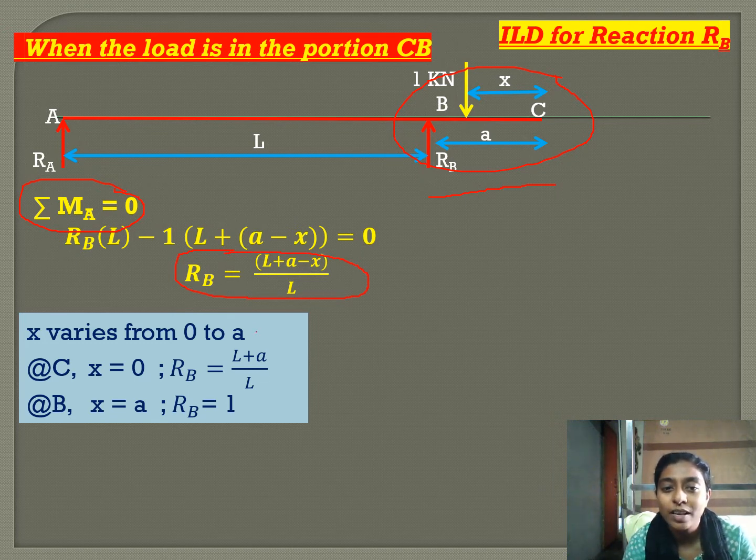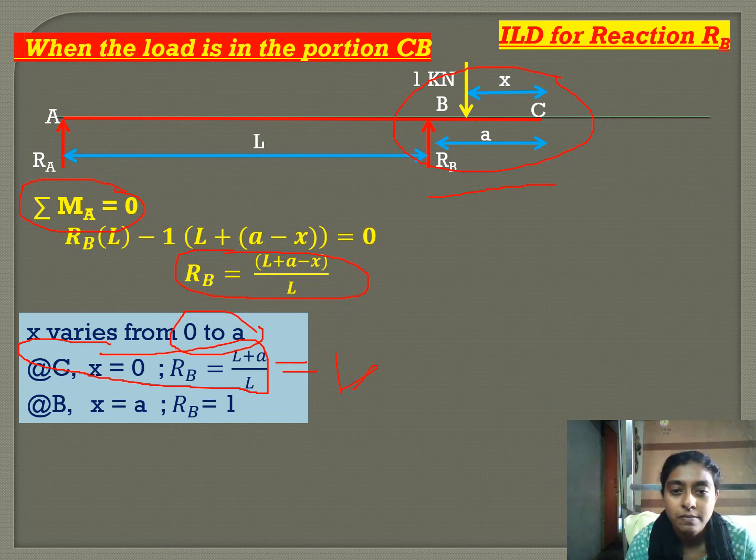Now, X is varying from 0 to A. At C, X is equal to 0. By applying X is equal to 0, we get RB is equal to (L plus A) by L, that is nothing but 1 plus A.